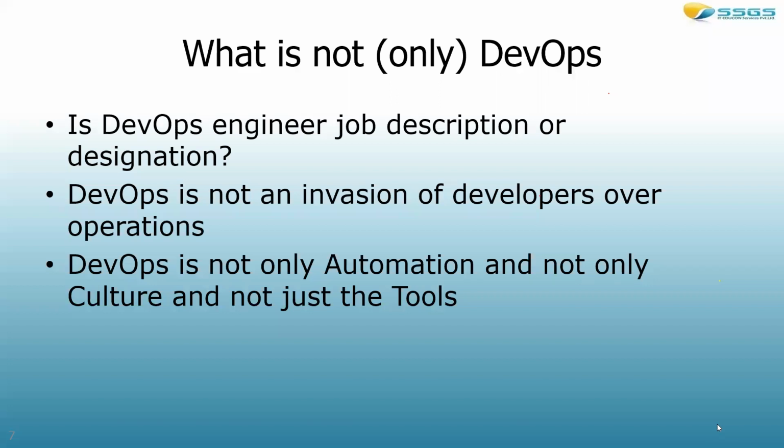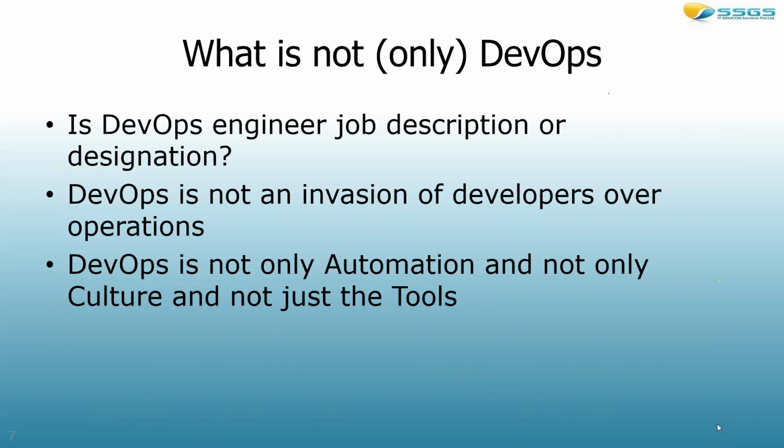DevOps is also not an invasion of developers over the operations. DevOps is a combination of development, operations, and testing. There is no one role which is the primary role in DevOps. There is nothing which says that the developers will be the superior species or something like that. In the DevOps team, everybody is equal. Everybody has got an equal say as well as decision-making power.